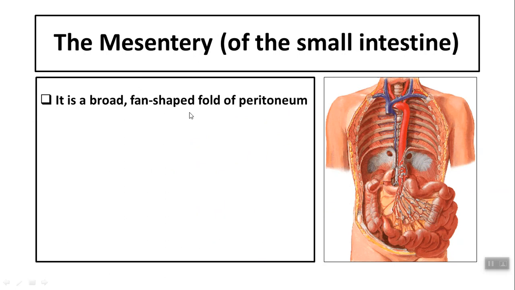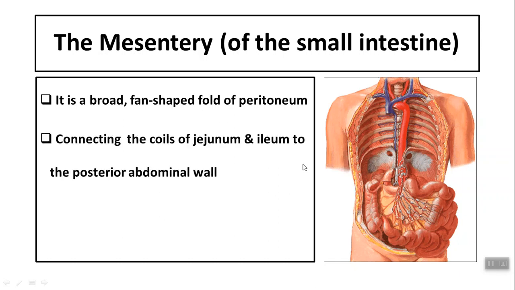The mesentery of the small intestine. This is the small intestine, coils of small intestine. It is attached to the posterior abdominal wall by this mesentery, which is a broad, fan-shaped fold of peritoneum connecting the coils of the jejunum and ileum to the posterior abdominal wall. It forms a natural peritoneal barrier.